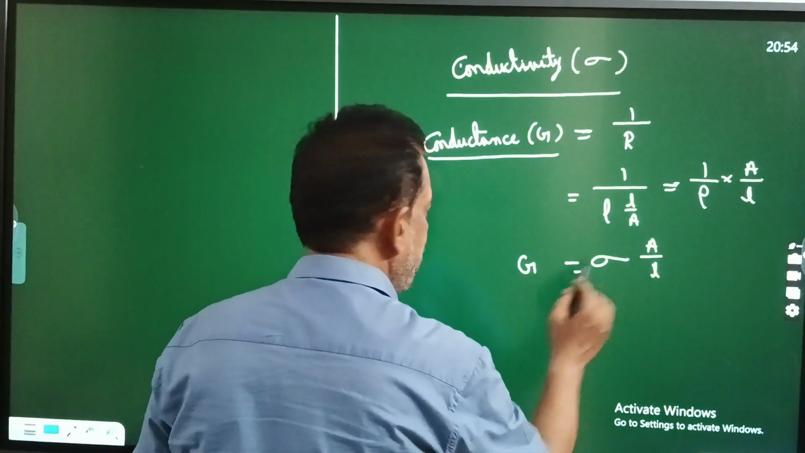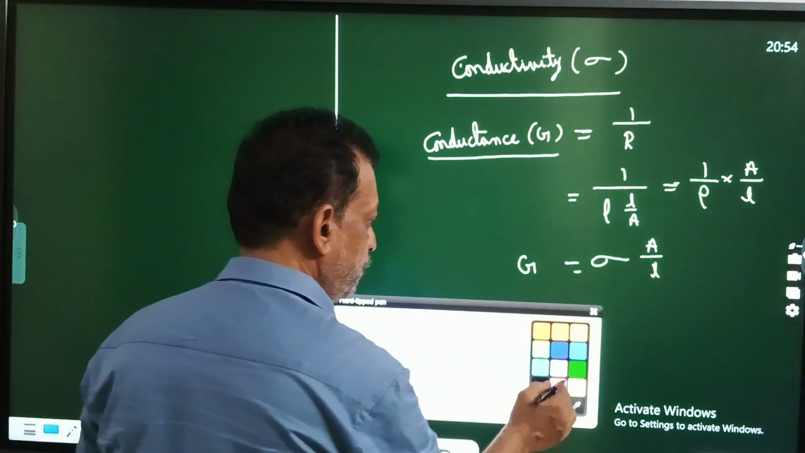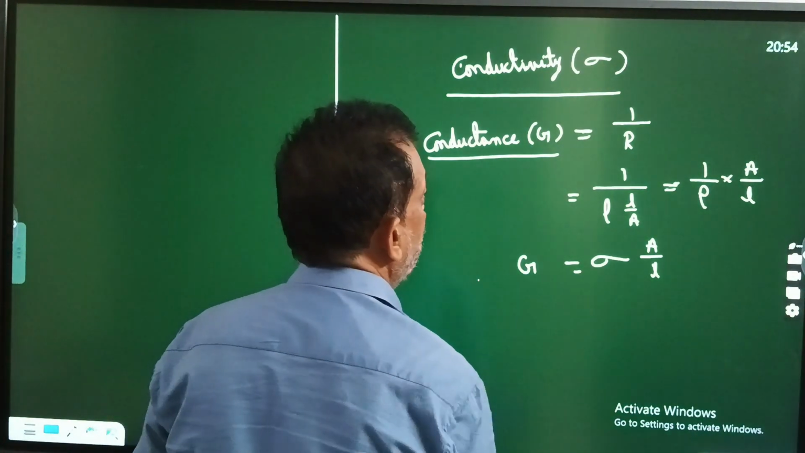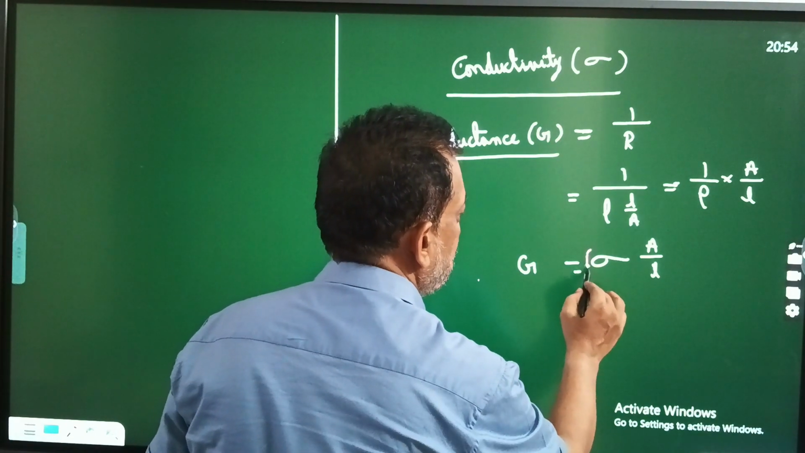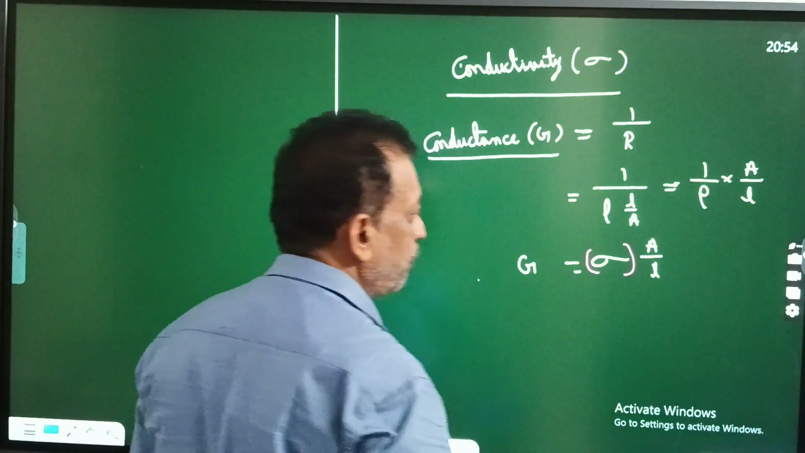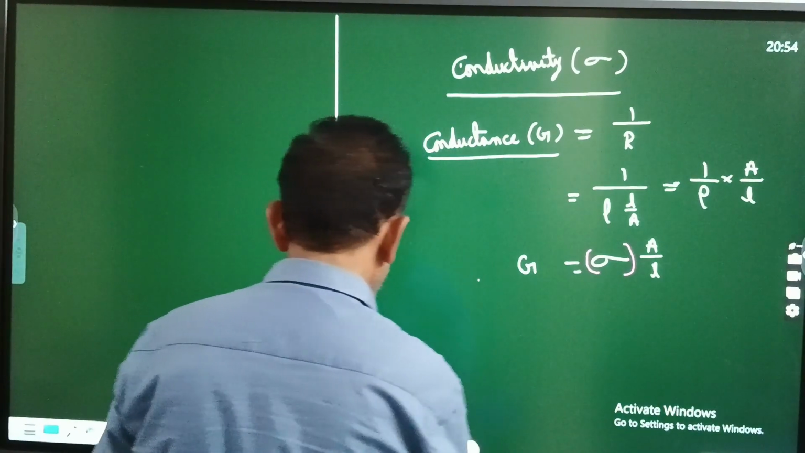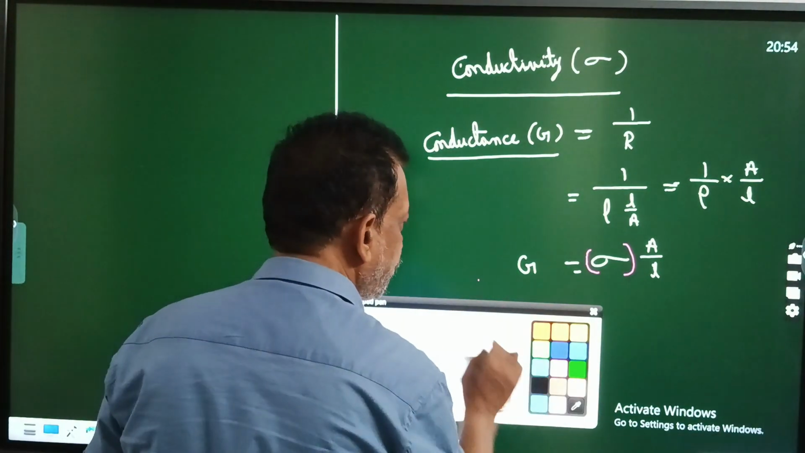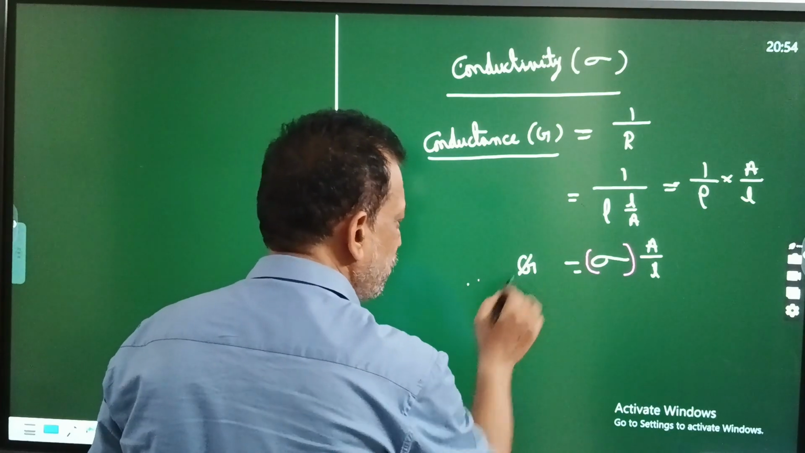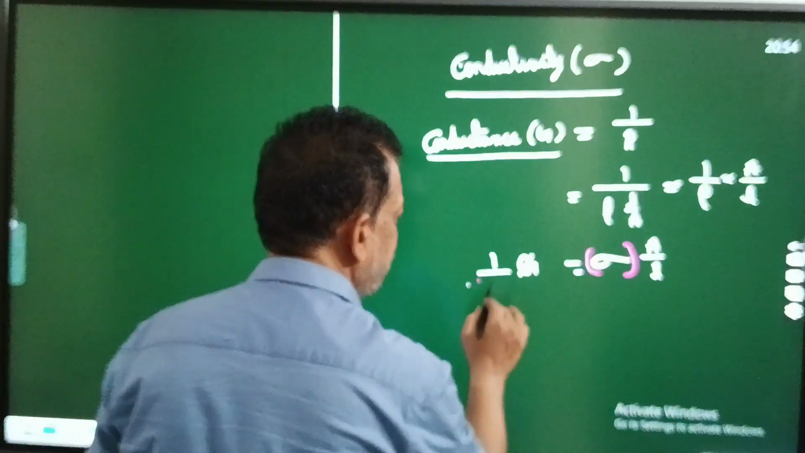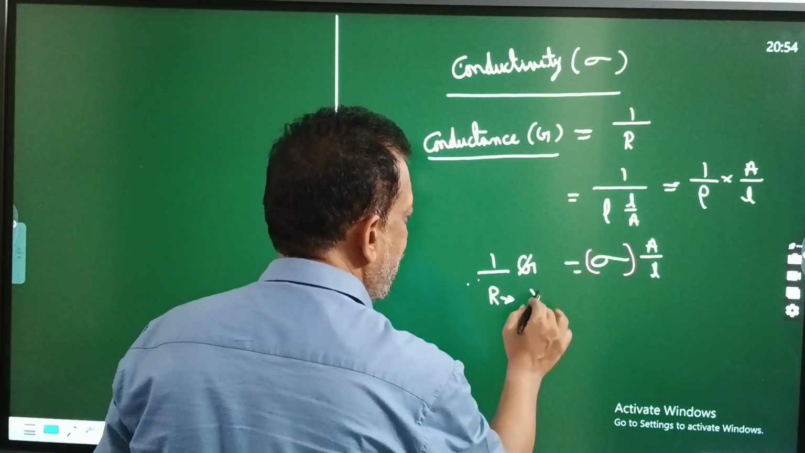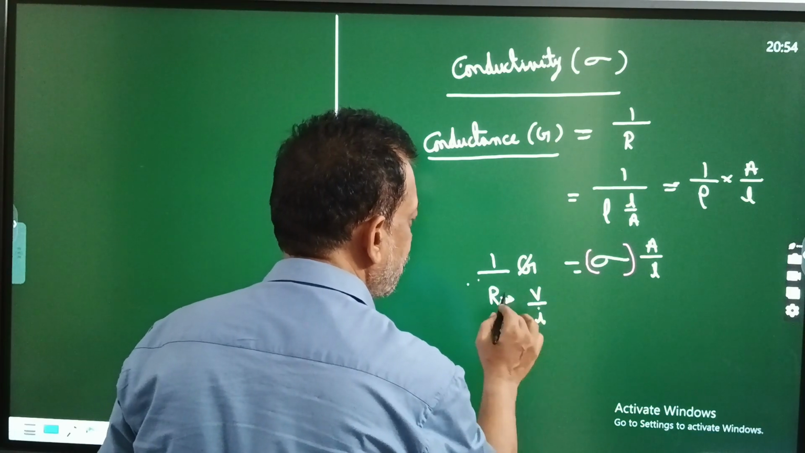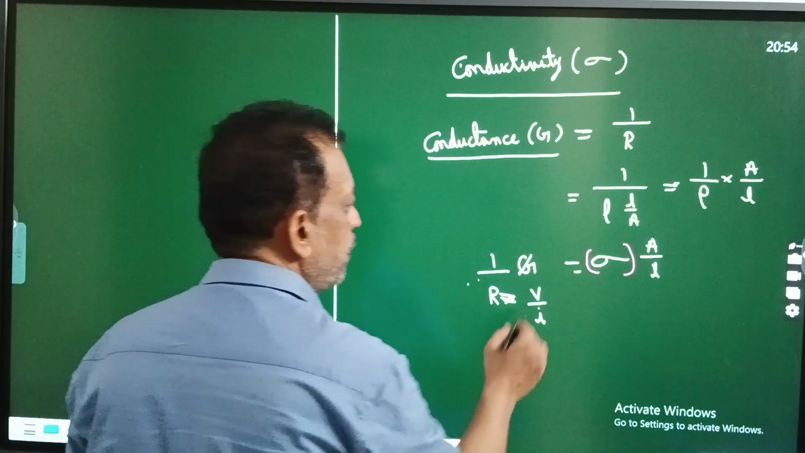So we need to find the dimension formula of sigma, conductivity. This is the sigma we need. But it is very simple and easy, nothing is there. So this G can be written as 1 by R. R is nothing but what? V by I. R is equal to V by I.